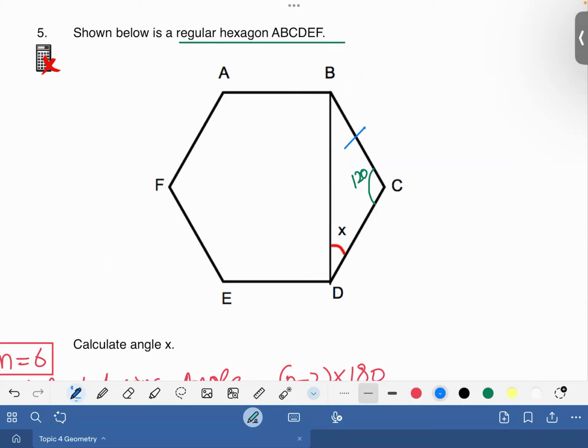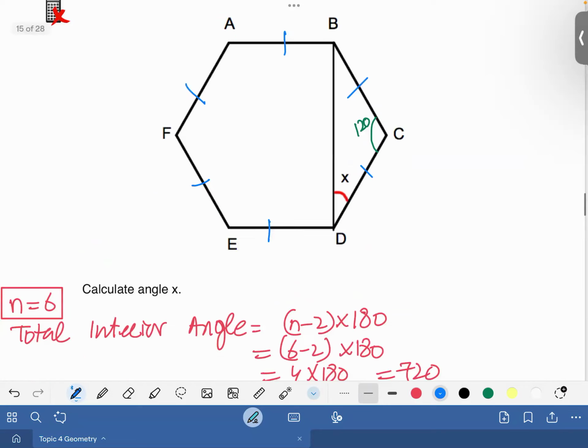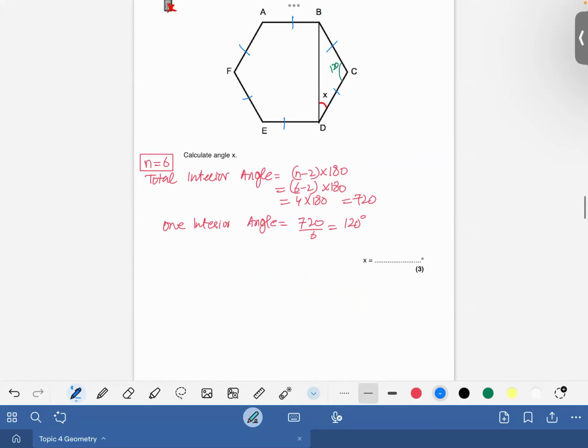If this is regular, it means that these two lengths will be equal to each other, yes or no? Yes, sir. So can I say that BCD is an isosceles triangle? Yes, sir. So BCD is isosceles, and these two lengths are equal. So if this is 120, and this is x, then that would obviously be x.